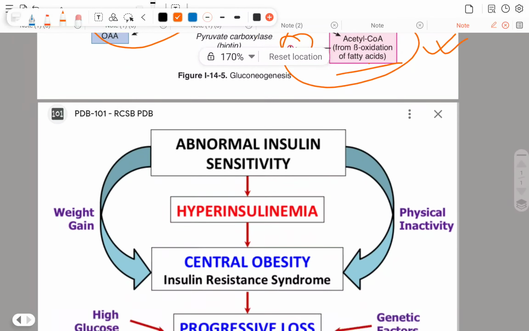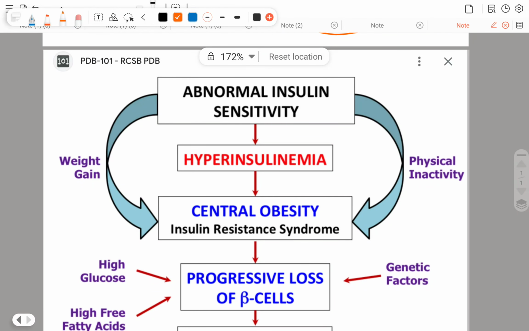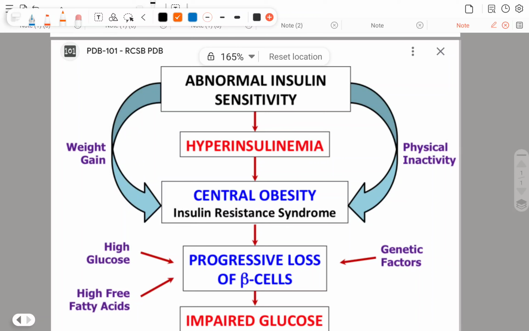Our next information is about diabetes mellitus. Diabetes mellitus consists of two types. The first one is insulin dependent, and the second one is insulin independent. Okay, and look at that. That's a pathogenesis of diabetes mellitus. That's the second type of the diabetes mellitus.